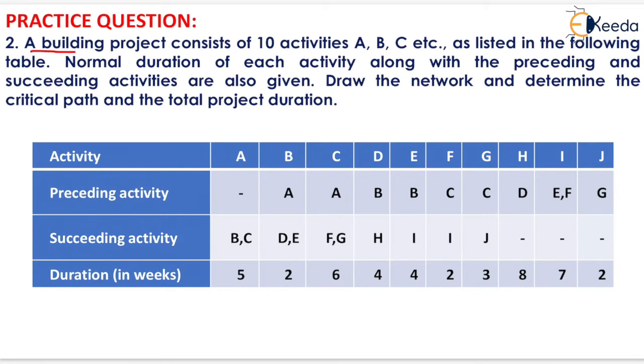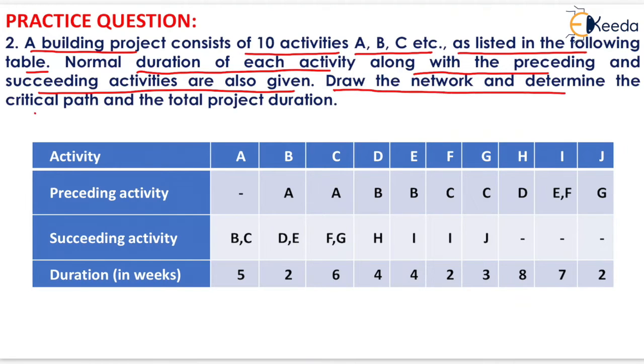Question is written as a building project consists of 10 activities A, B, C, etc. as listed in the following table. Normal duration of each activity along with the preceding and succeeding activities are also given. Draw the network and determine the critical path and the total project duration.